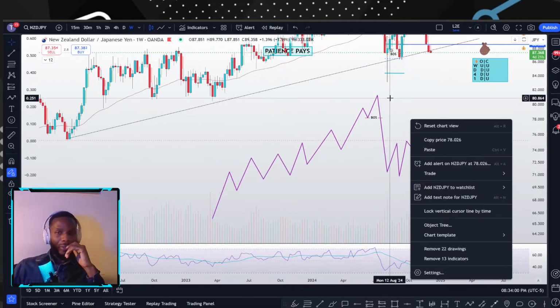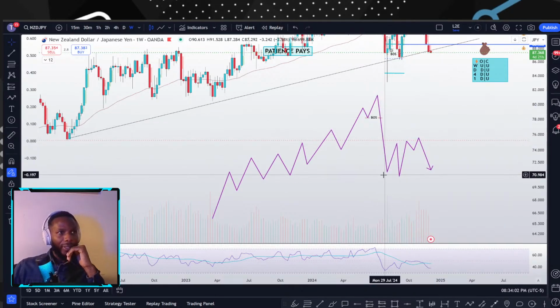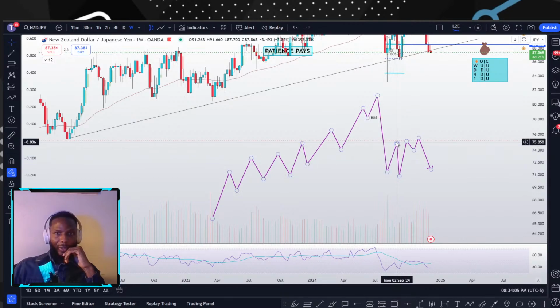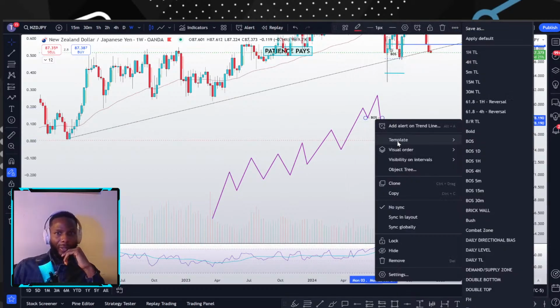And then we had a break of structure. So price broke structure here. And then we had a lower low, lower high, lower low. And then we broke structure again in this area right here.